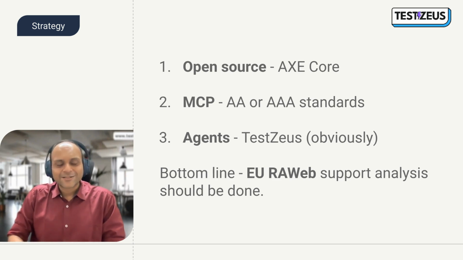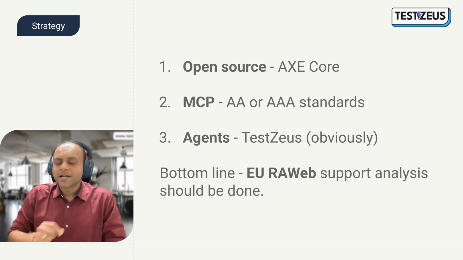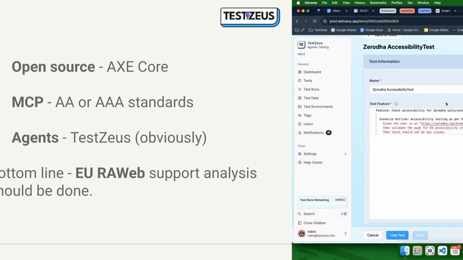Last but not the least is obviously agents. So you can use TestZeus for checking for accessibility using natural English language and make it a part of your routine testing cycles. The bottom line is that your applications must be compliant with EU web support. So let's see how we can check for accessibility using TestZeus AI agents.